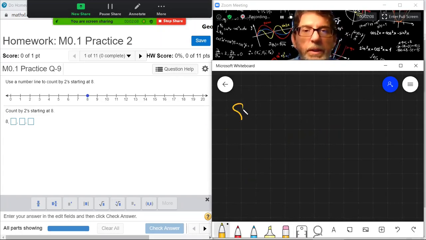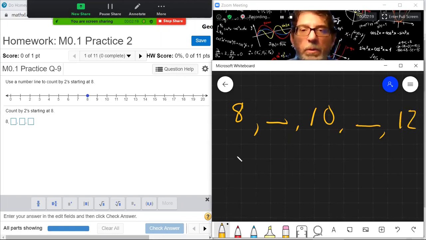Here we go, 8. We're going to skip the next number. We're going to go to 10. We're going to skip the next number. We're going to go to 12. We're going to skip the next number. Then we're going to go to 14. So that's what they mean by count by 2 starting at 8.